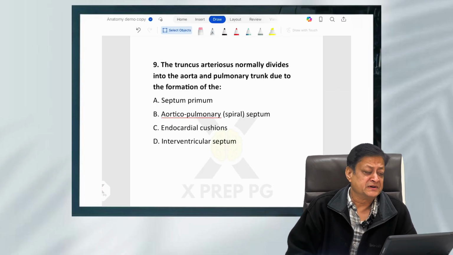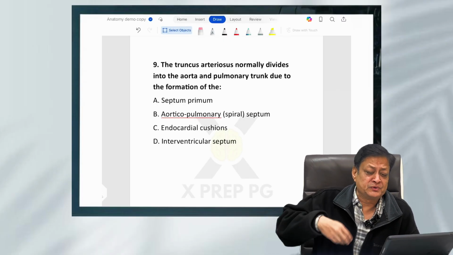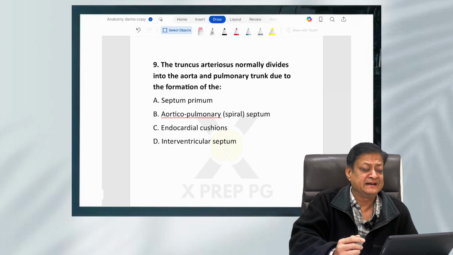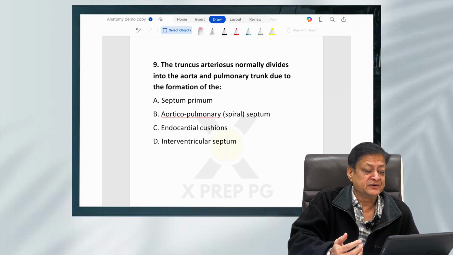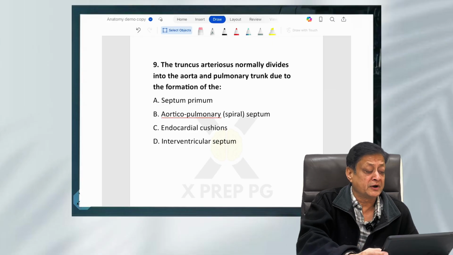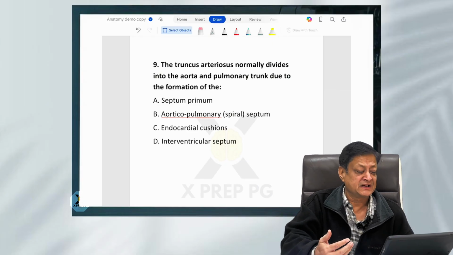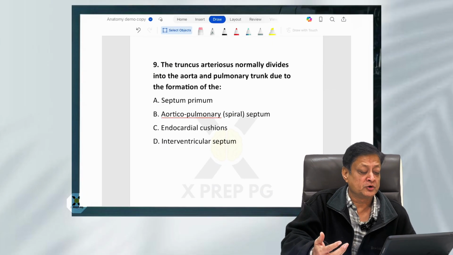Let us continue our discussions. Our next MCQ, that is number 9. The truncus arteriosus normally divides into aorta and pulmonary trunk due to the formation of, the choices are septum primum, aorticopulmonary septum, endocardial cushions, and interventricular septum.